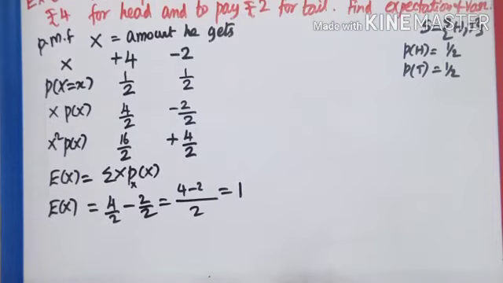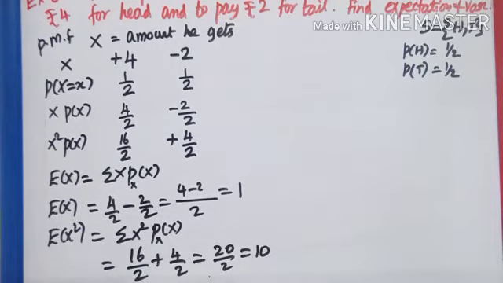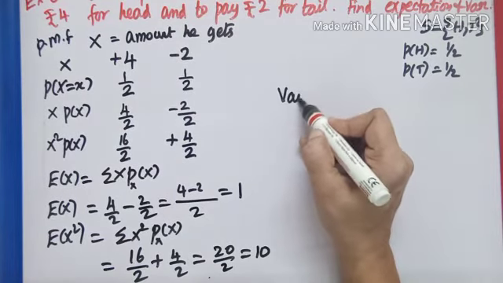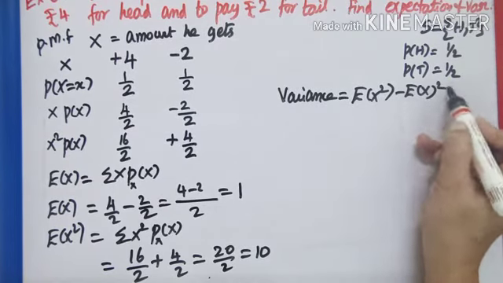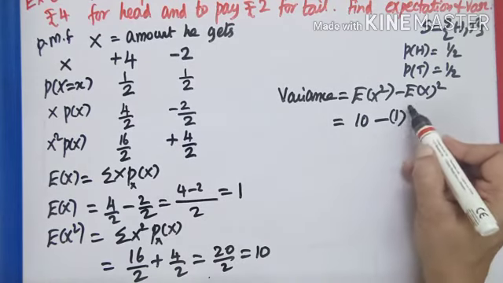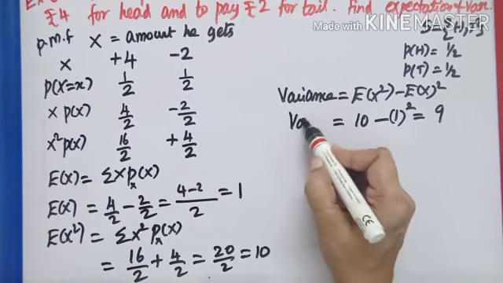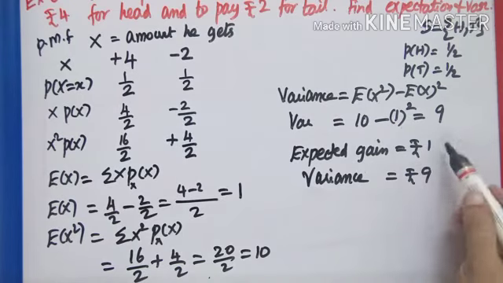Next I need to find out E of x square. And the formula is sigma x square p of x. That is adding all this, 16 by 2 plus 4 by 2, that is 20 by 2, which is 10. Now we need to find out what is the variance. Variance formula, E of x square minus E of x the whole square. E of x square is 10. E of x the whole square is 1 square, that is 1. So variance is equal to 9 and E of x is equal to 1. Take and write the answer in rupees.